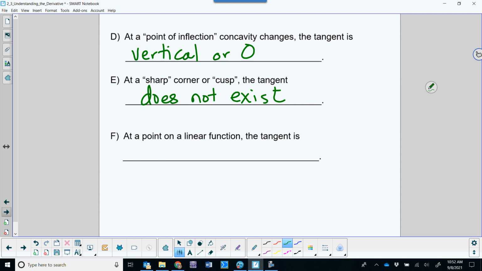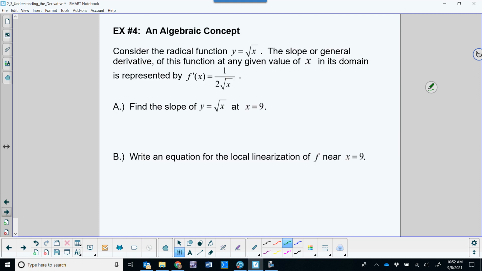And then at a point on a linear function, the tangent is the same slope as the line. I kind of usually say the tangent line is the line. So it's the same slope, same equation, all that. All right, so let's talk about algebraically how we can deal with this. Concept of estimating the derivative at a point.